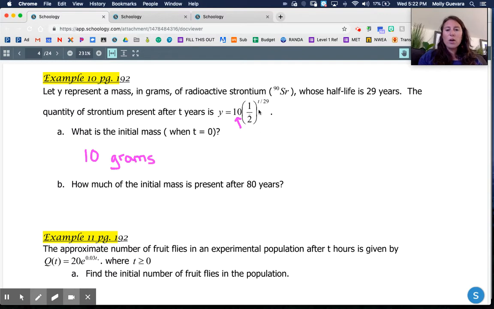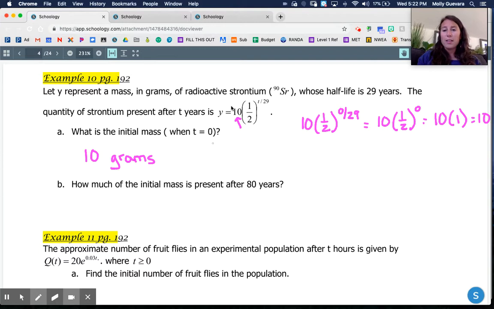If you are unsure and you plug in 0, just to do it real quick to show you, if I plug in 0, well, 0 over 29 is 0. So this just is 1/2 to the 0. Well, anything to the 0 is 1. So this is just 10 times 1, which is 10. So if you plug in 0, you get the same answer, but hopefully we are aware enough of our equations to know that my P value, my a term here, is my starting value.